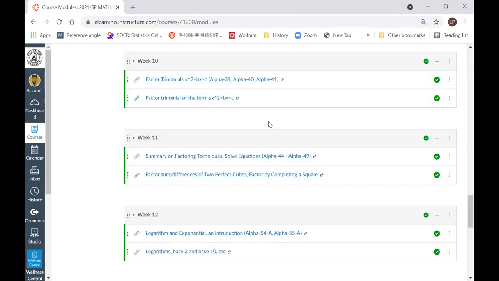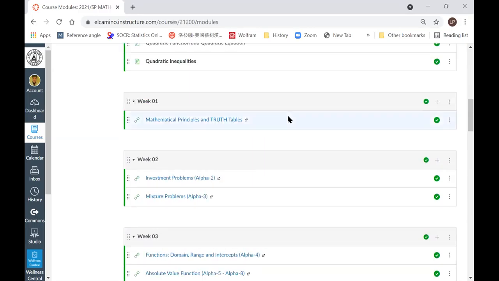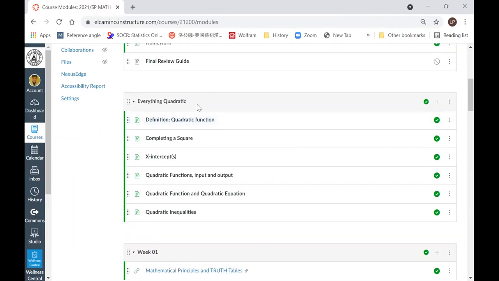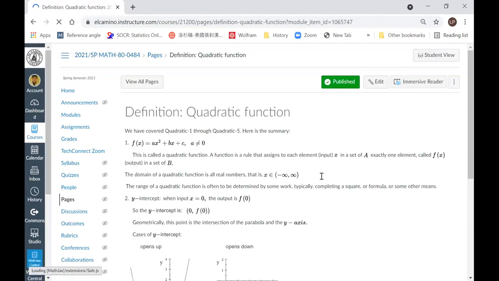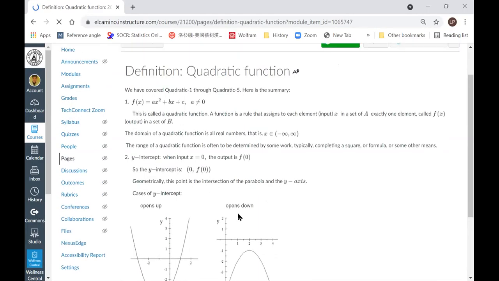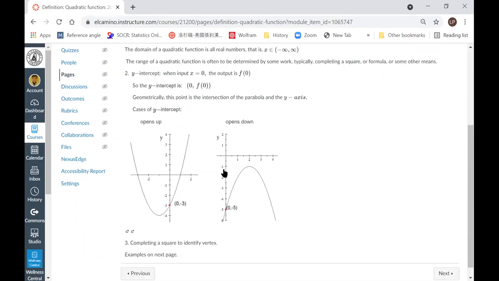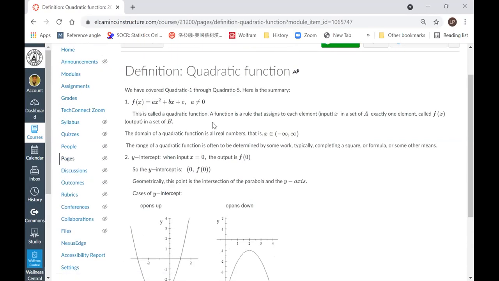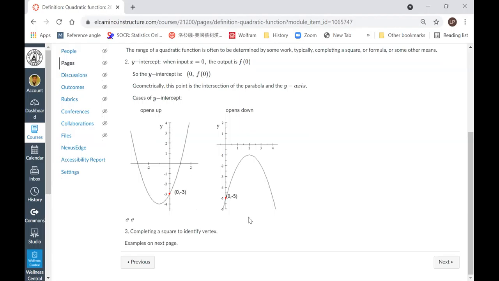Even though at the time we covered all these aspects, I wish to review with you this material, which is titled Everything Quadratic. If you click on these materials, you can see we go by the steps that summarize the quadratic in general. Did you guys read these? Some of you probably have, some of you probably have not. If you read it in the past, you might have forgotten. These address all these things, such as opening up, opening down, and you can just click here.